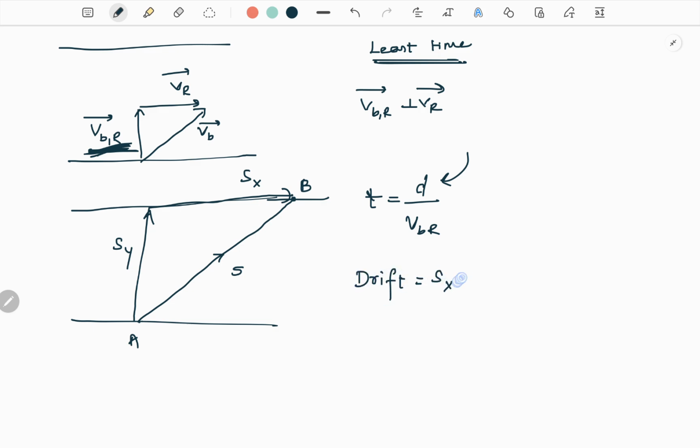Drift is basically Sx, which would be equal to the component of velocity in that direction. You see here, VB is the velocity of the boat as seen by a person on the bank. If you resolve it into two components, one perpendicular to the river flow and another parallel to the river flow, this would be the component perpendicular and this would be the component parallel to the river flow. So the displacement parallel to the river flow would be the velocity component parallel to the river flow into the time taken to cross the river. This is the drift of that particular boat. I hope you got a basic idea. In the next video, we will discuss a few problems related to all these things.